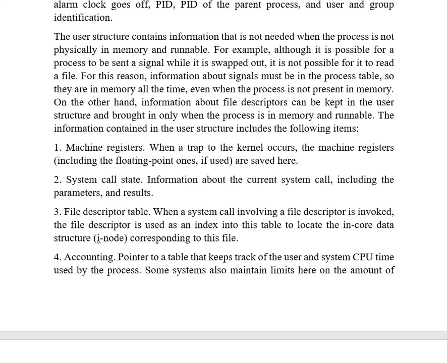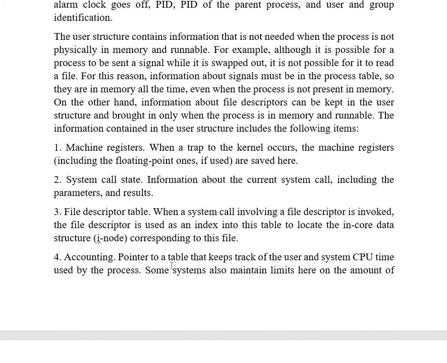The information contained in the user structure includes machine registers, which are saved when a trap to the kernel occurs. The machine registers, including floating points, are saved here. System call state: it contains the information about the current system call, including the parameters as well as results. File descriptor table: when a system call involving a file descriptor is invoked, the file descriptor is used as an index into this table to locate the data structure, called the inode, corresponding to this particular file.